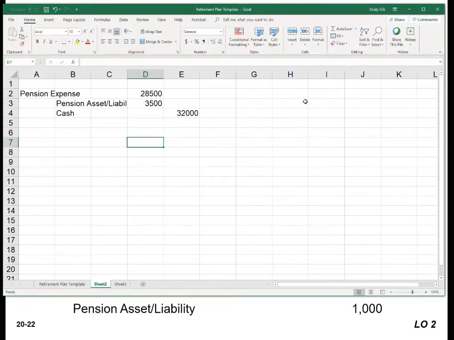So we will end this video here now that we have run through a couple of uses with the worksheet. We're going to talk about prior service costs and look at those in the next video.